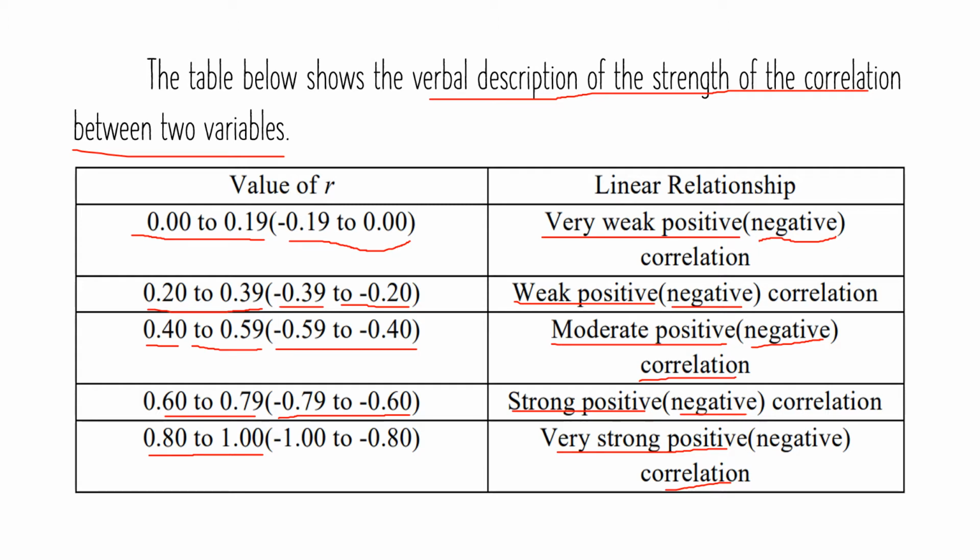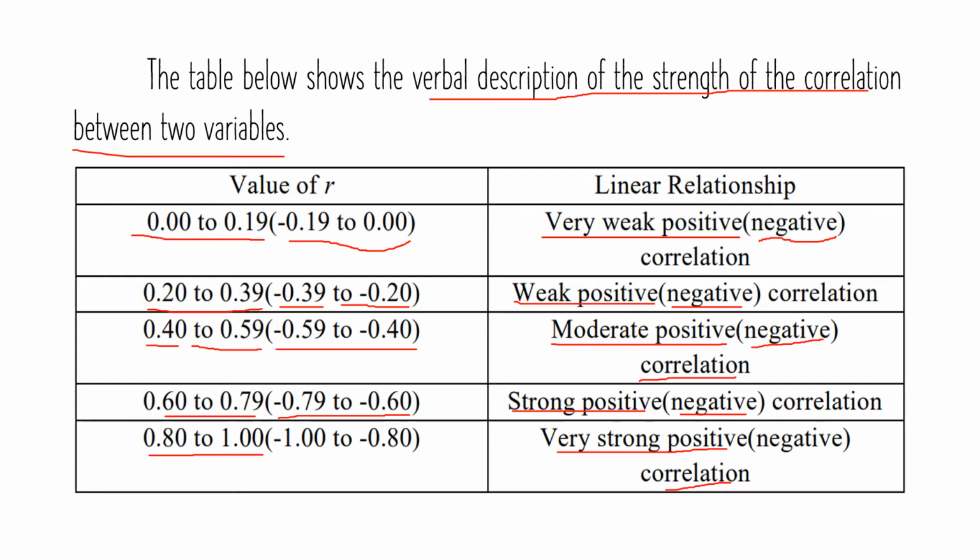So let's talk now more about positive correlation. If a positive correlation exists, high values of one variable correspond to high values in the other variable, or low values in one variable correspond to low values in the other variable. Meaning to say, the slope of the line that we're going to use is positive.